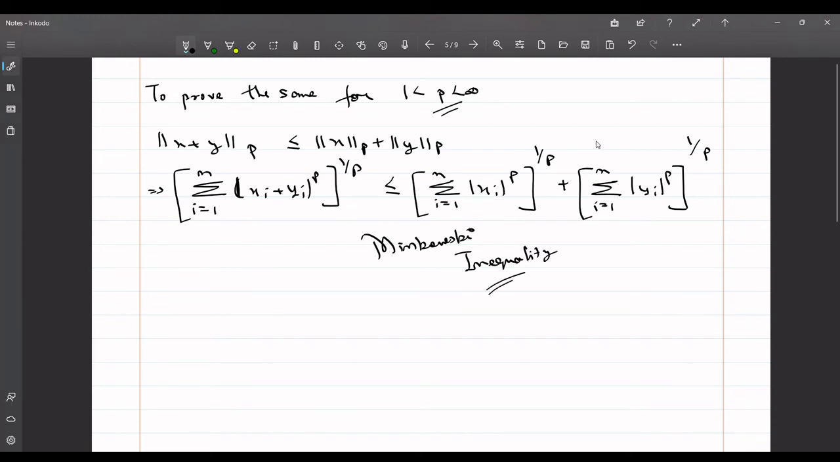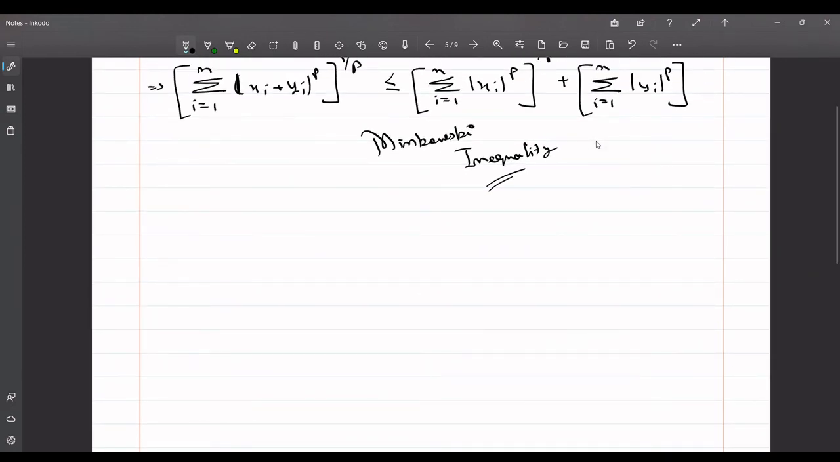And to prove the Minkowski inequality, we need to use two more inequalities, which are called Young's inequality and Holder's inequality. Okay, so let's see. Before moving on to what Young's inequality is, we first need to understand the concept of conjugate exponents.